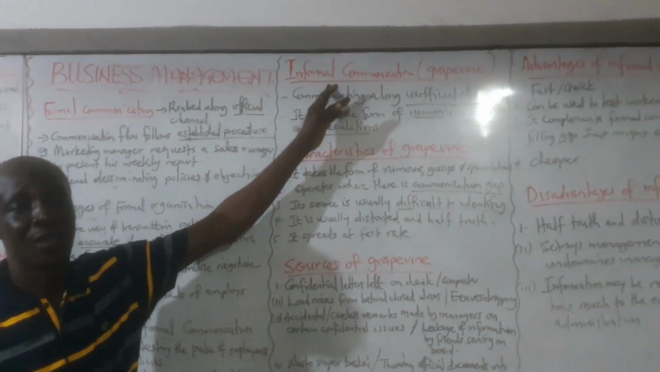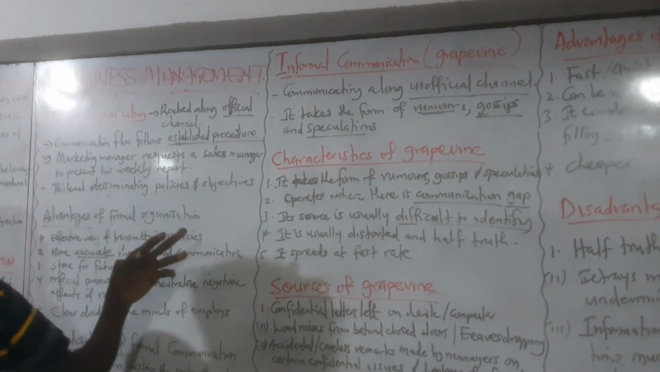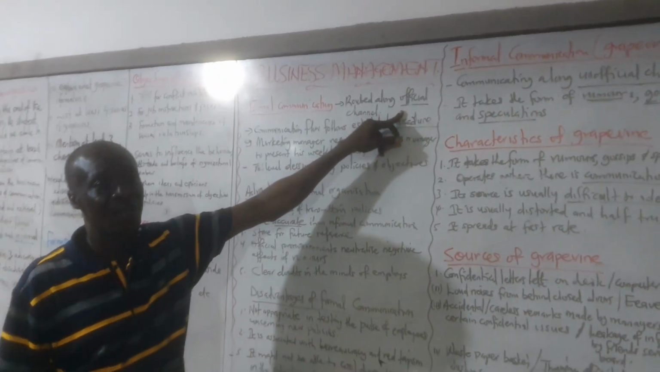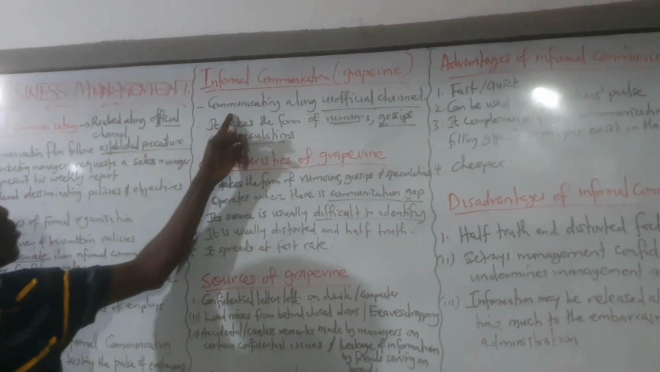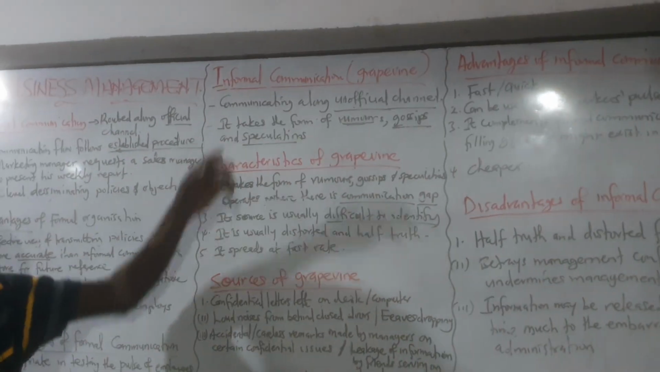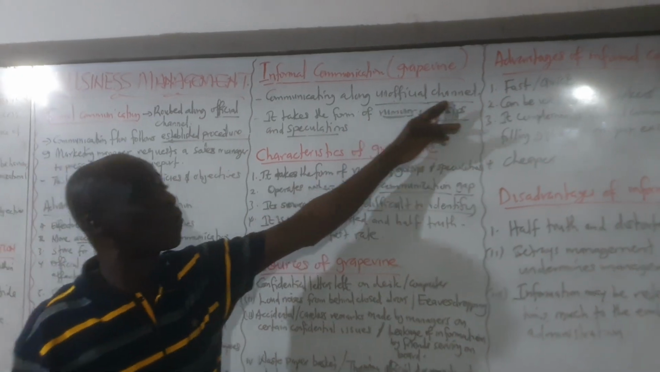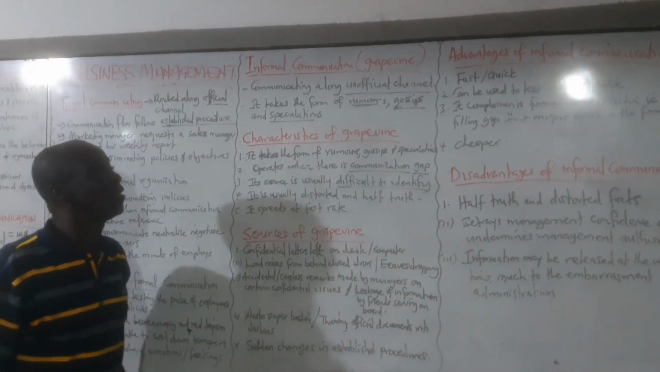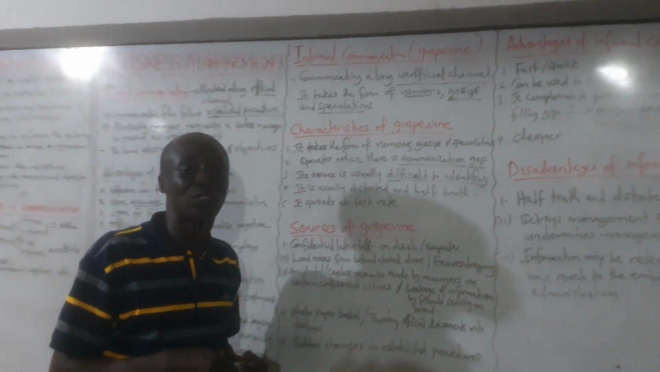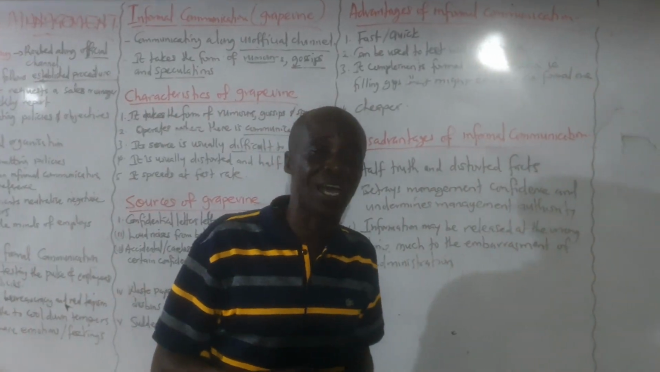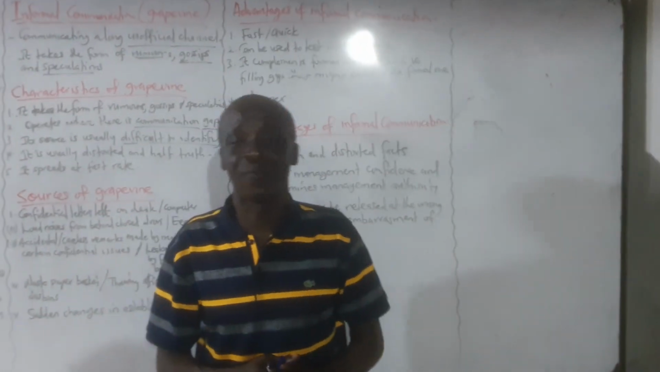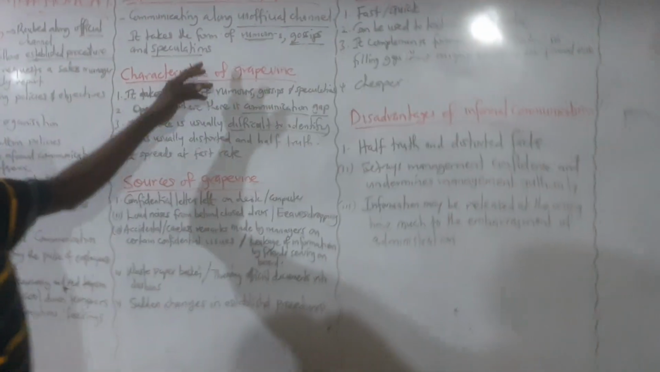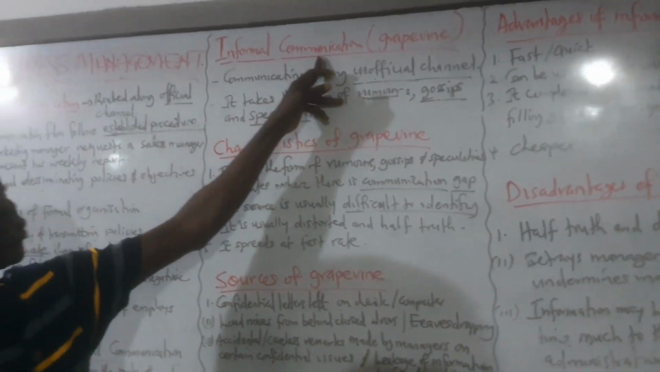Now informal. Informal is certainly the opposite. If formal is official, what is the opposite of official? Unofficial. So when you say informal communication, that is communicating outside an official channel. What does that mean? It doesn't follow established procedure. The one who gives the information is not the one who is expected to give the information. And that will be the informal communication or grapevine.